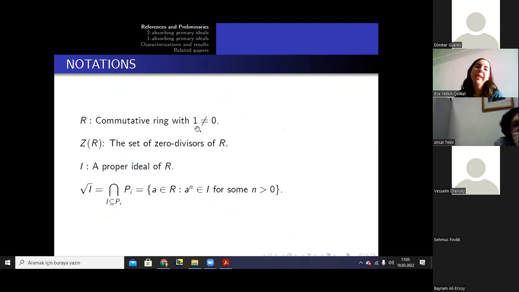So here are the very basic notations I will use. R will be a commutative ring with non-zero identity. Z(R) will be the set of all zero divisors of this ring. And I will be a proper ideal of R. The radical of I will be, as usual, the intersection of all prime ideals containing I. In a commutative ring, this equals the set of all elements of R some positive power of which belongs to I.